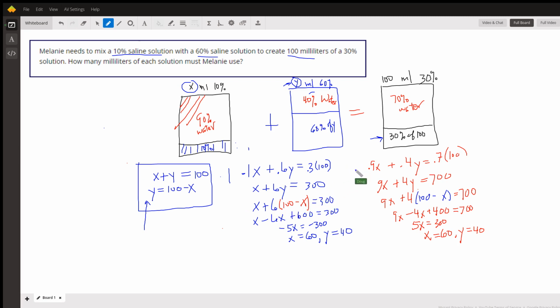Over here, we can do it in terms of water. 90% of x plus 40% of y equals 70% of 100. And I'll leave the rest up to you. We're using the substitution method, replacing y with 100 minus x, and we get 60, 40.